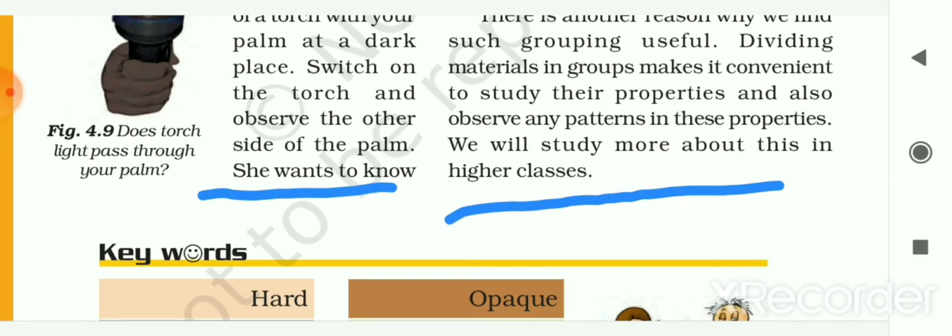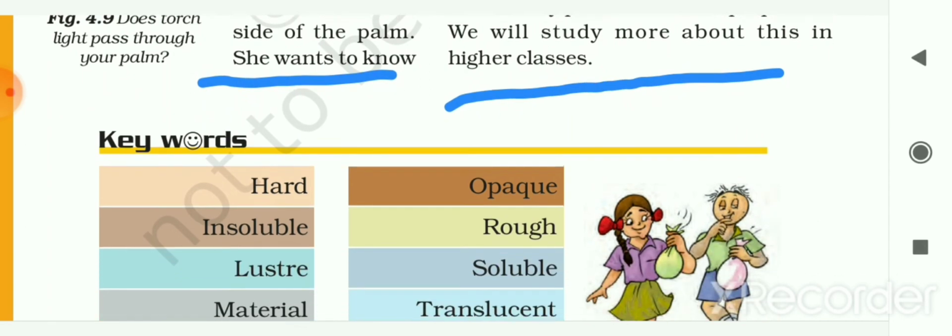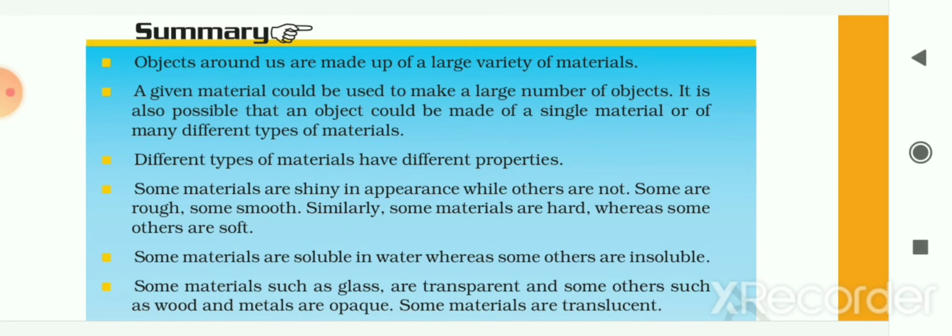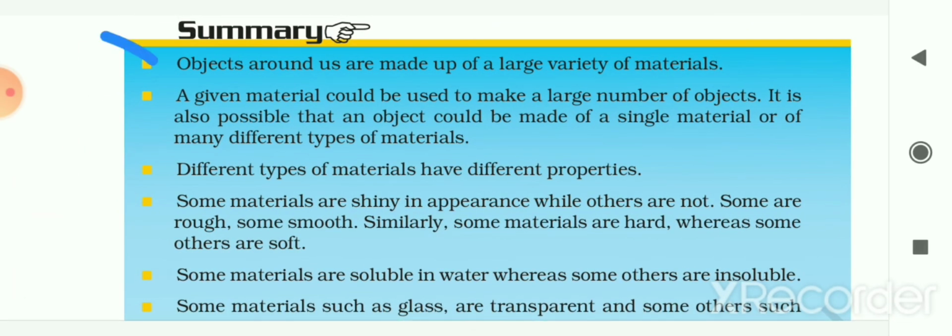We saw these things, and then at last we saw the importance of grouping or sorting the materials. So now let us see the summary of this chapter. The objects around us are made up of a large variety of materials, and a given material could be used to make a large number of objects. It is also possible that an object could be made of a single material, or many different types of materials can be used to make a single object.